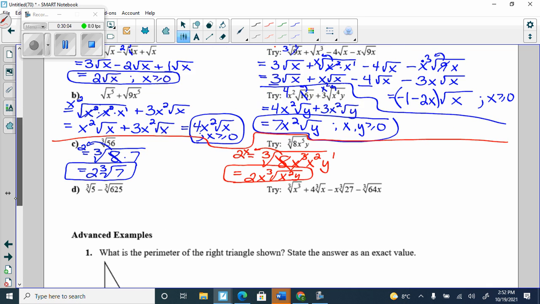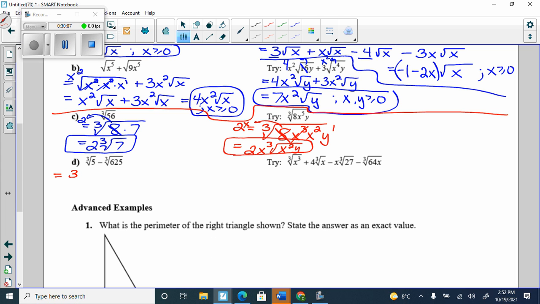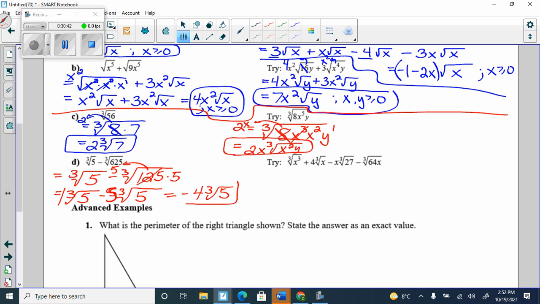Okay, this one, cube root of 5 is as low as it can go. 625 breaks down into cube root of 125 times 5. 125 comes out as a 5. So to get the cube root of 5, which is actually just 1 cube root 5, minus 5 cube root 5. 1 cube root 5 minus 5 cube root 5 is negative 4 cube root 5.